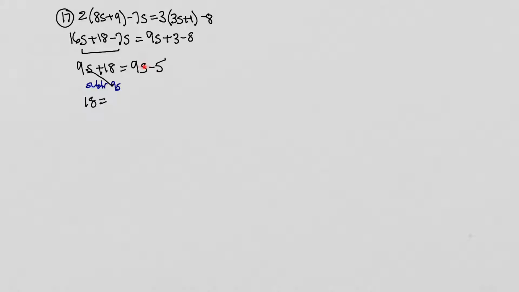equals, and then you subtract the 9s here. 9s minus 9s, again, is 0. It's gone. Negative 5. Now you've eliminated all the variables here, and you got a false statement. So now you have to realize that there is no solution.